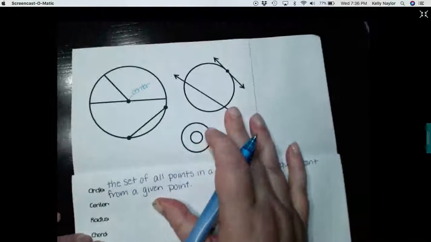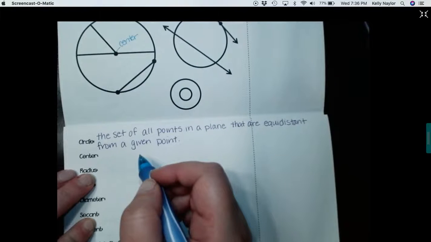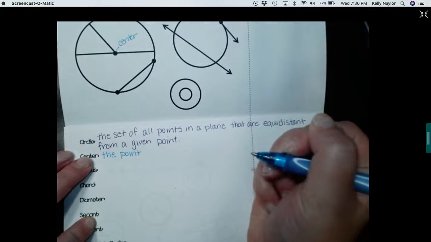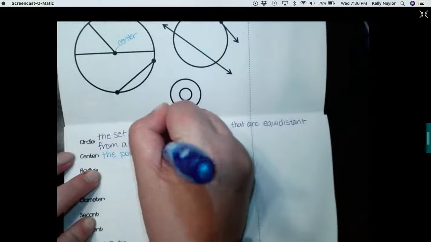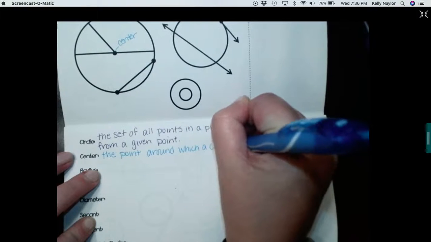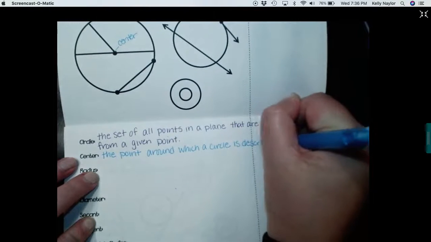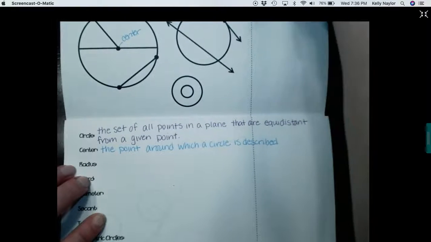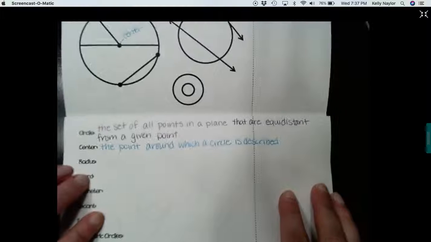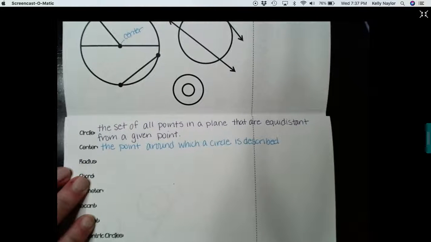I'm going to go ahead and label the center on my picture at the top. And the center is the point around which a circle is described. The point around which a circle is described. So up here in the definition of a circle, equidistant from a given point, that given point is the center.